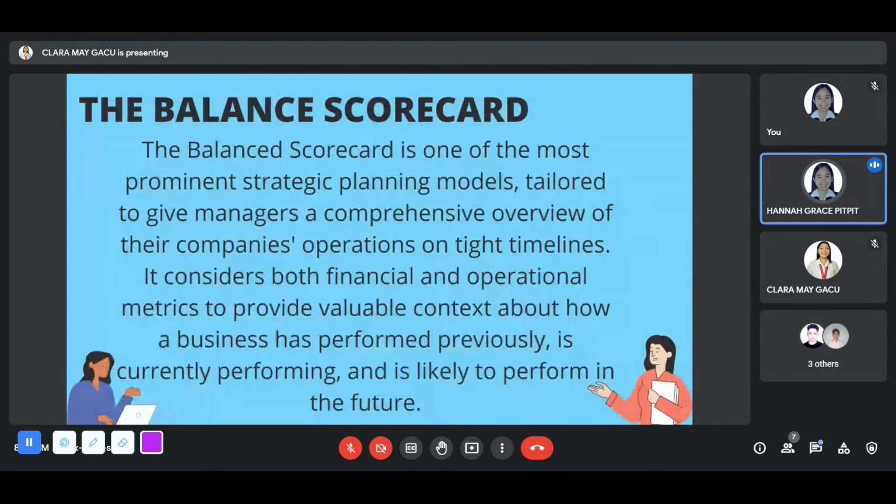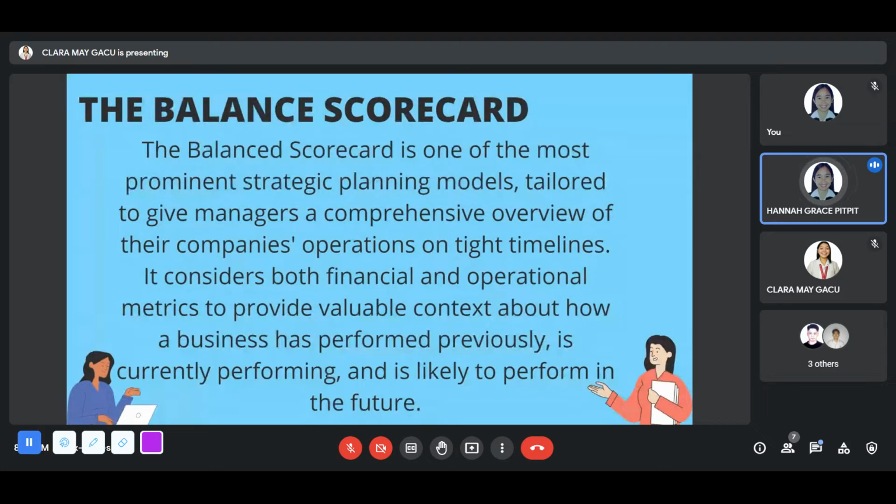The balanced scorecard. A balanced scorecard is a performance metric used to identify, improve, and control a business's various functions and resulting outcomes. This is one of the most prominent strategic planning models tailored to give managers a comprehensive overview of their company's operation on a tight timeline.